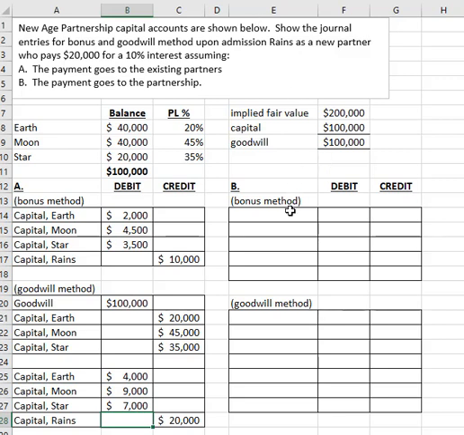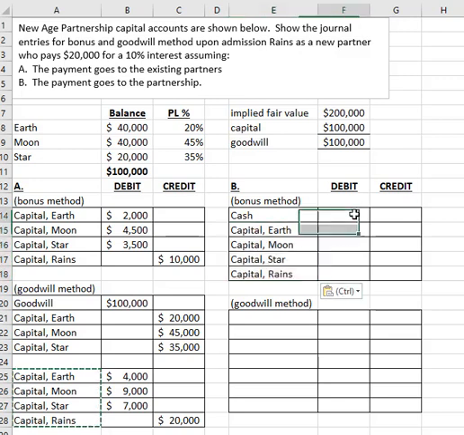All right, now what if that contribution, that 20,000, actually goes to the partnership? Now we have a debit to cash, and we're going to credit the three partners. And so what do they each get? One too many zeros here. Okay, so now the partnership is going to be 100,000 plus 20. So Rains needs to get 10% of the assets after the contribution.